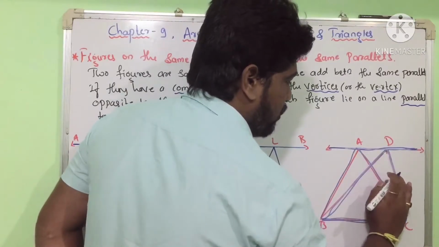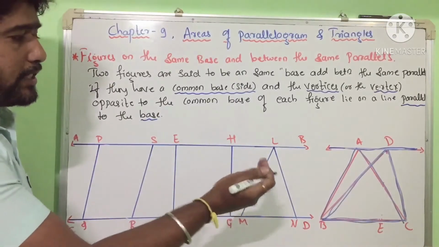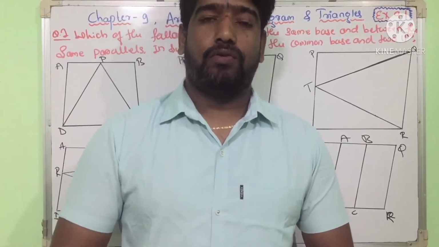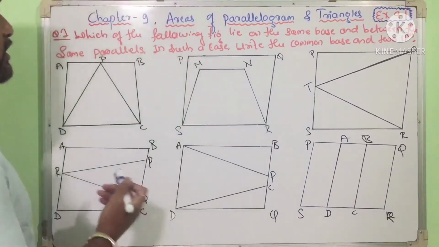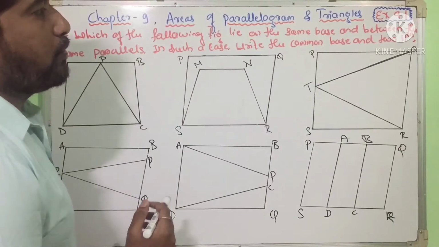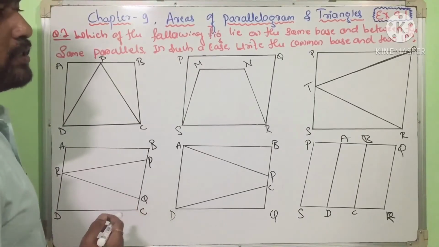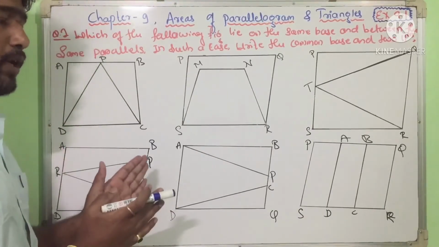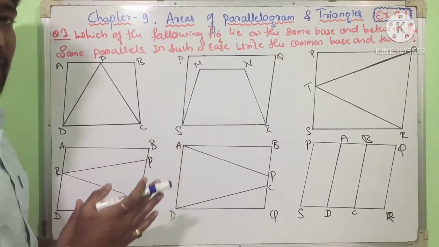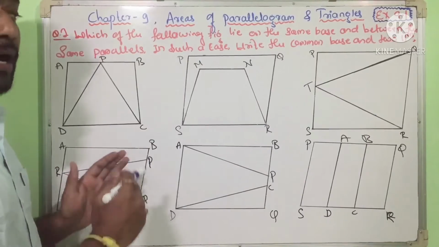So these two figures are said to be on the same base and between the same parallel lines. Is it clear? So, students, next we will go to the first exercise. In the first exercise, the first question is: which of the following figures lie on the same base and between the same parallels? In such a case, write the common base and the two parallel lines. We want to find out which figures lie on the same base and between the two parallel lines. If they do, we have to write their common base and parallel lines.